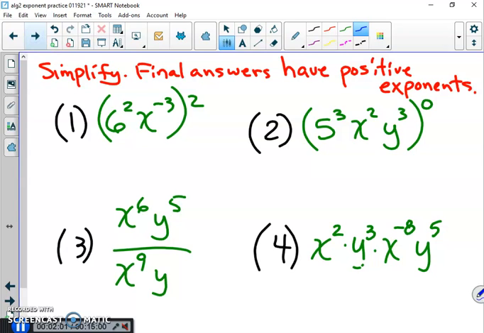So here are 4 problems. So turn off the video, complete the 4 problems. When you're finished, turn the video back on.